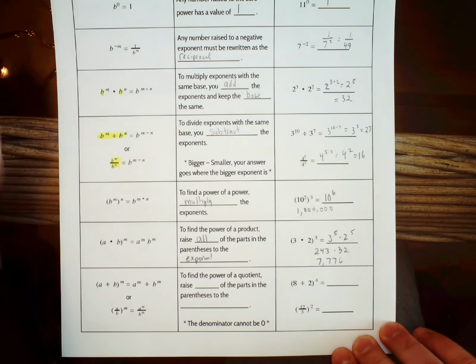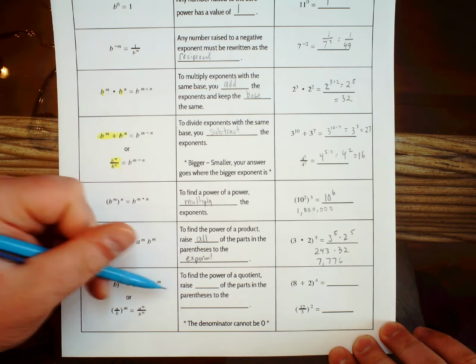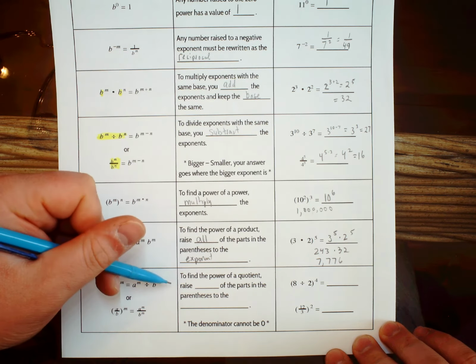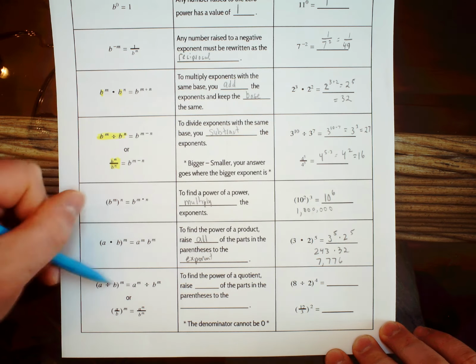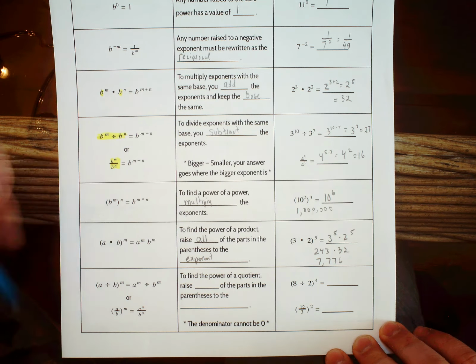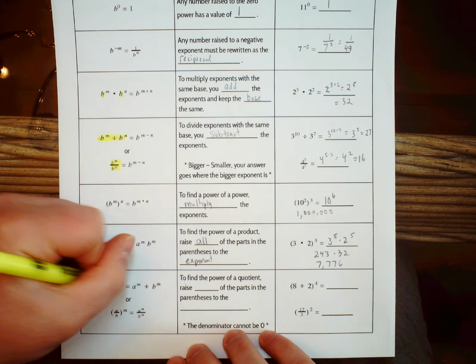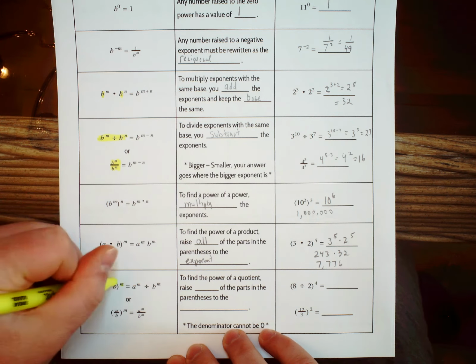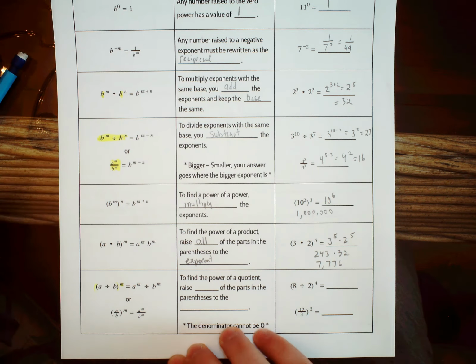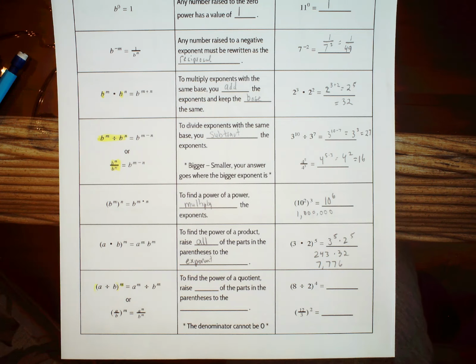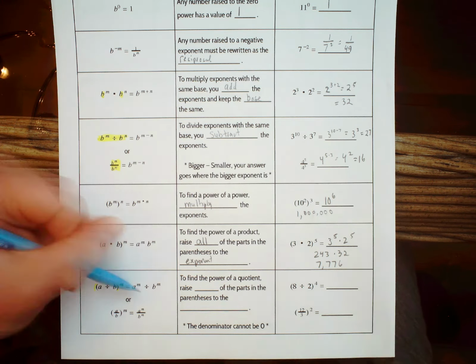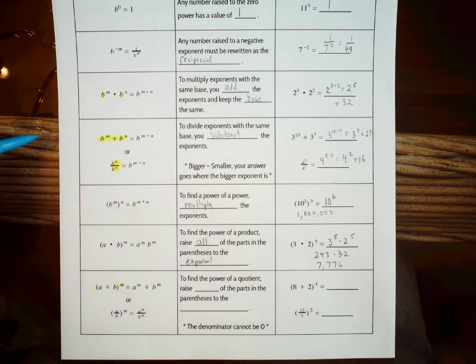And now same thing with division. Everything in the parentheses gets the exponent. That's the main thing here. You see how this m goes to everything in the parentheses. So you're almost distributing the exponent to everything inside. So the a gets an m and b gets an m.